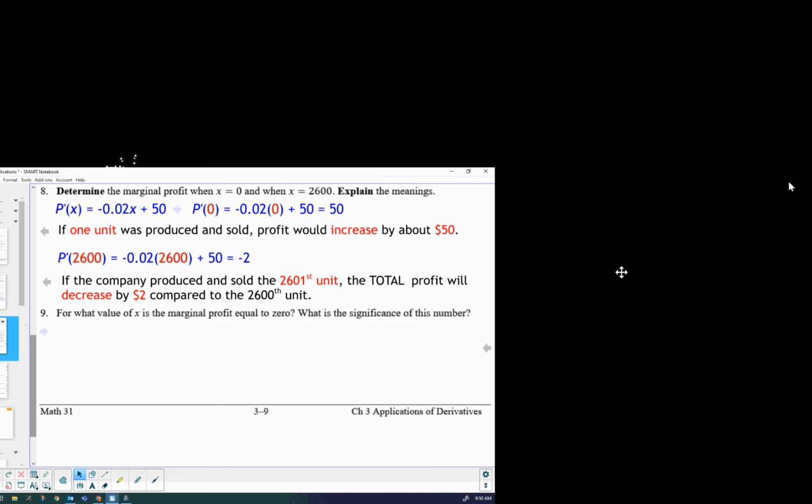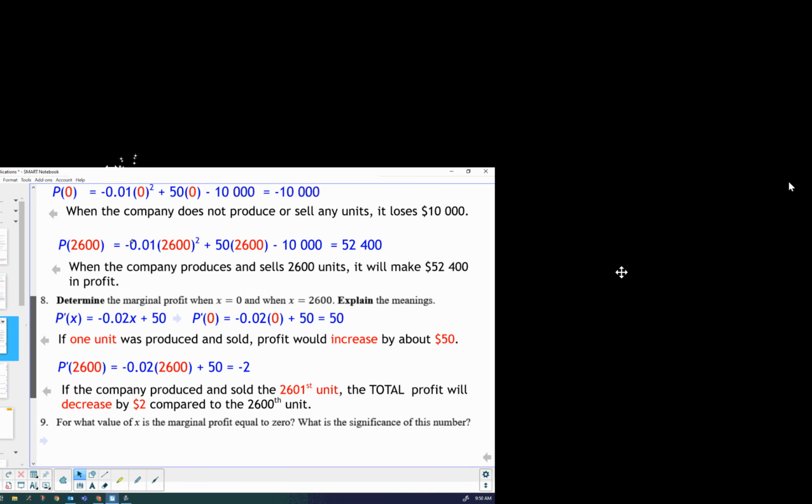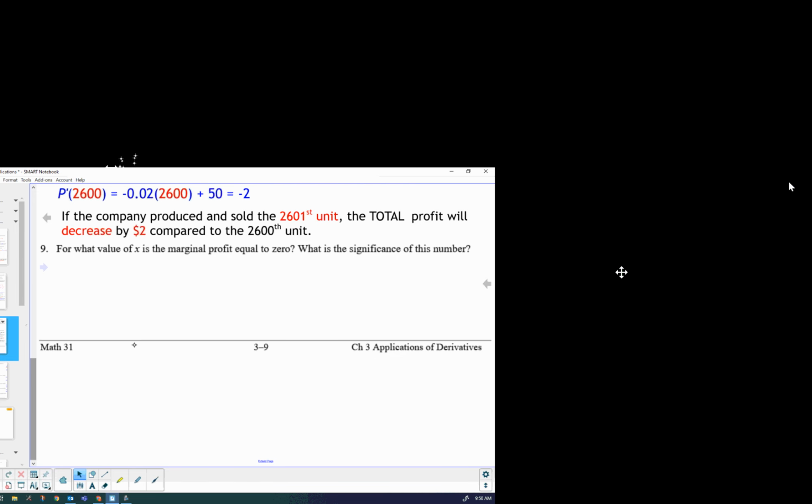So if the company produced and sold the 2,601st unit, the total profit decreases by $2, which isn't much, really. Like $2 less than 52,400.